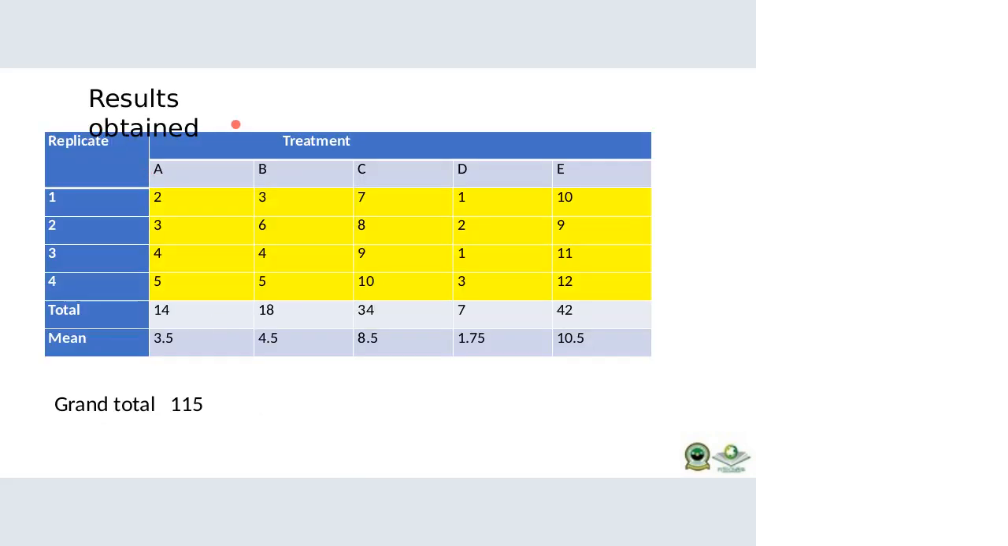Now, at the end of the field trial or pot experiment or bench experiment, we're able to come up with this result. So now we are looking at the concentration of petroleum hydrocarbon. In replicate 1, this is the way the microorganisms are fed. We have a residual of 2 parts per million of petroleum hydrocarbon. This is 3, this is 4, this is 5, 3, 6, and so on and so forth.